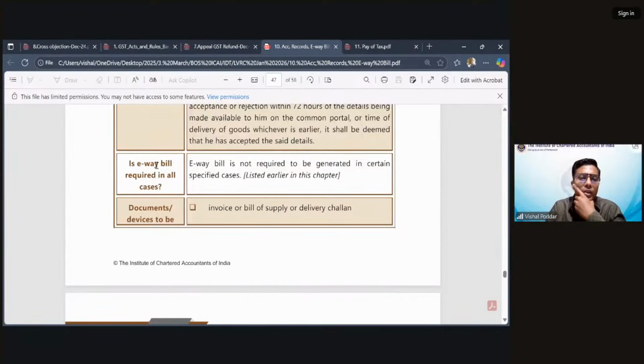Now, whether e-way bill is required in all cases? No. There are some exceptions, or you can say exclusions, whereby the e-way bill generation is excluded. So in those excluded cases, an e-way bill may not be generated.